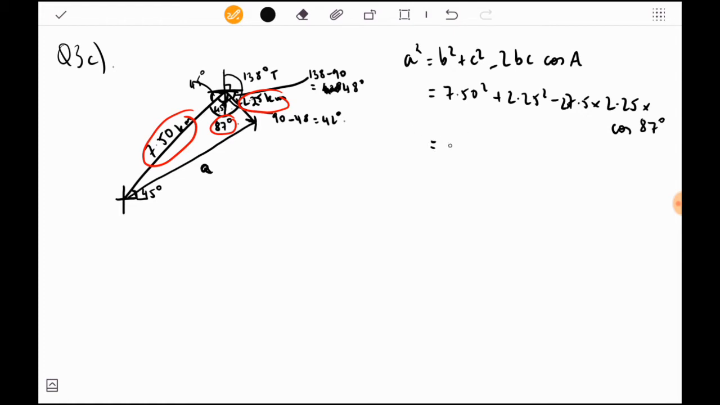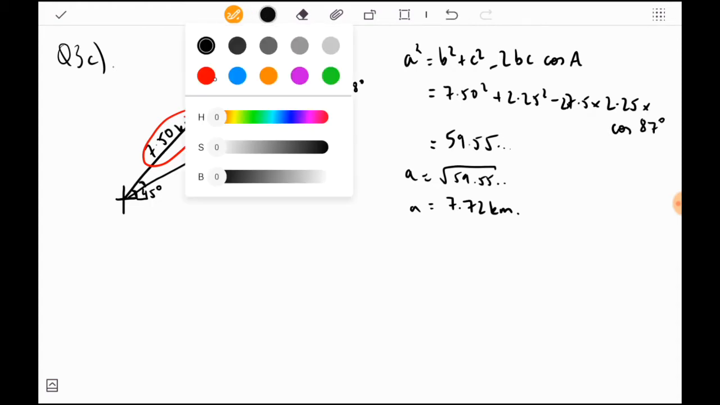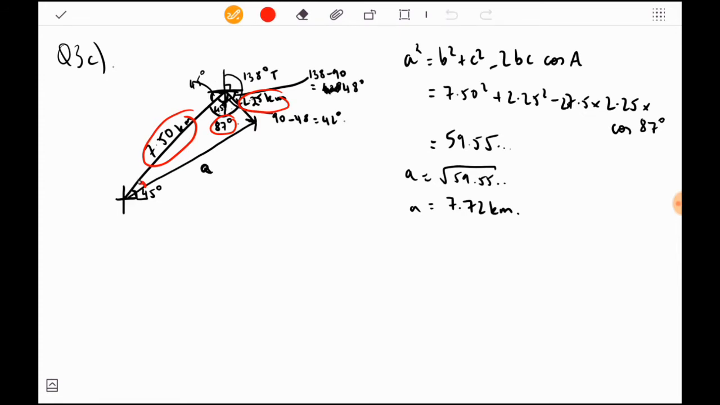Then we end up with 59.55, but we need to find the square root of that. And that is, to 3 significant figures, 7.72 kilometers. Okay, so now I want to find the bearing that this is at. So to do that, I need to find this little angle in here. I'm going to do it in red. This little angle in here.